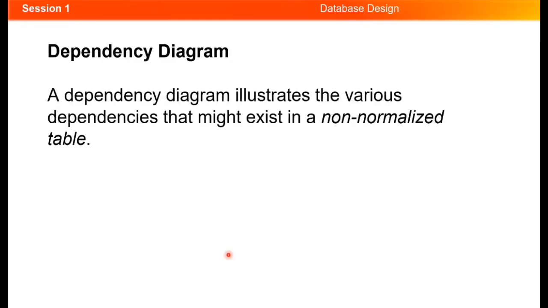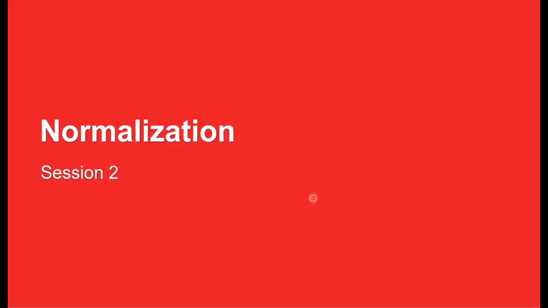And the dependency diagram. A dependency diagram illustrates the various dependencies that might exist in a non-normalized table. A non-normalized table may be a database schema or a set of tables that are almost like compound tables, and they could be broken down. So sometimes we go through this process of normalization to break our tables down, to eliminate dependencies. Often that is a good practice, best practice, but again, there could be other considerations. In our next session, we are going to discuss normalization.